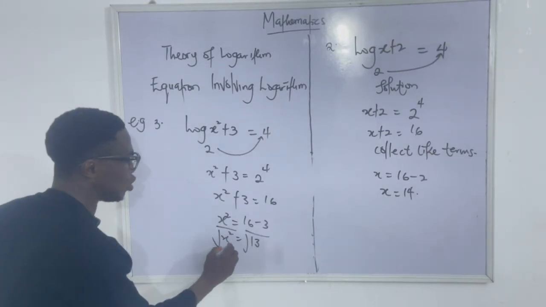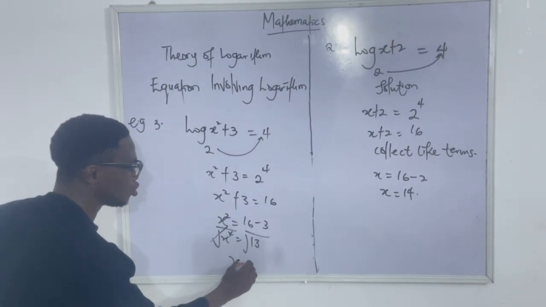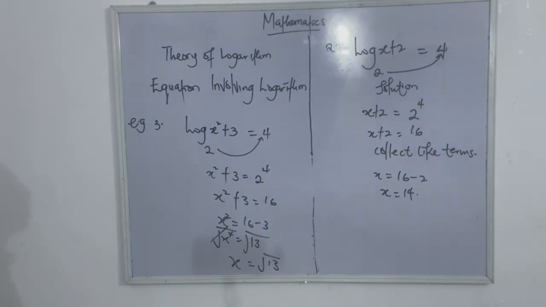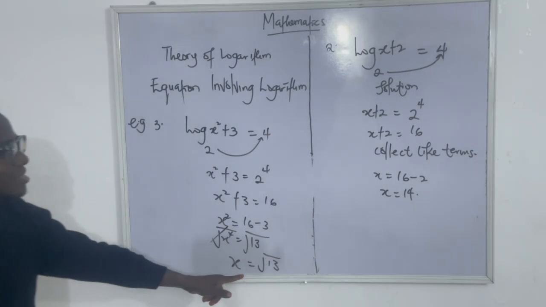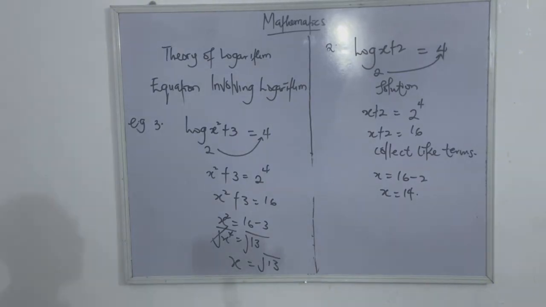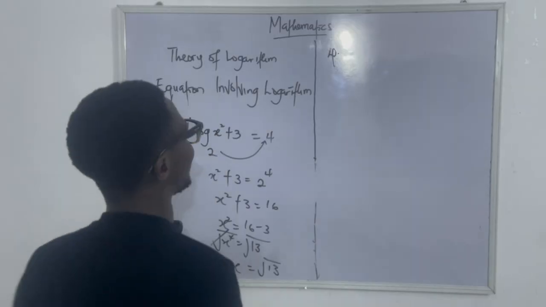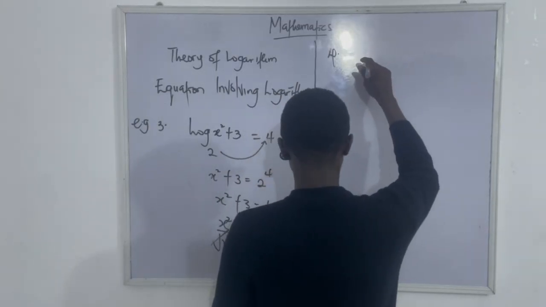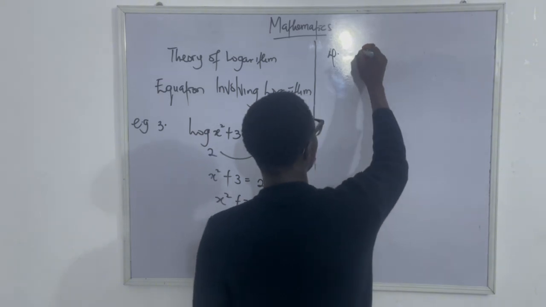Now, we need to what? We need to find the root of both sides. So, as far as this equation is concerned, the answer to the value of x is what? Root 13. So, the next example we're going to deal with is actually a WAEC question 2008.